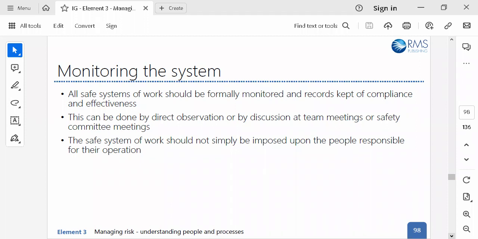The safe system of work should not simply be imposed upon the people responsible for their operations. We need to properly implement it, and we need to take feedback from the workers, because the safe system means that the work should be done in a safe manner.